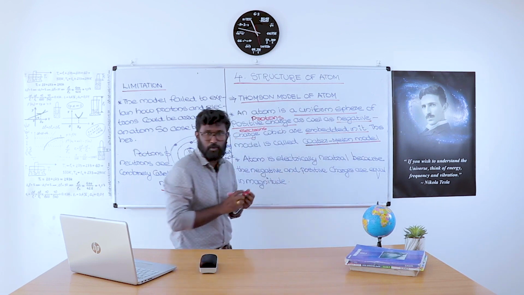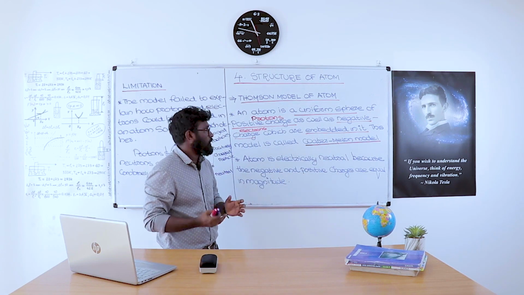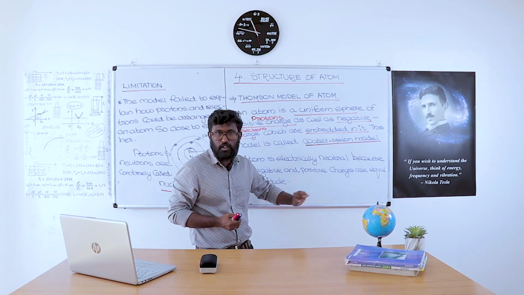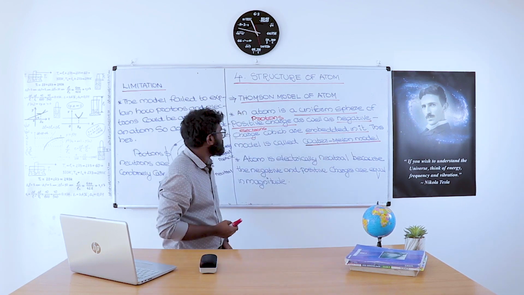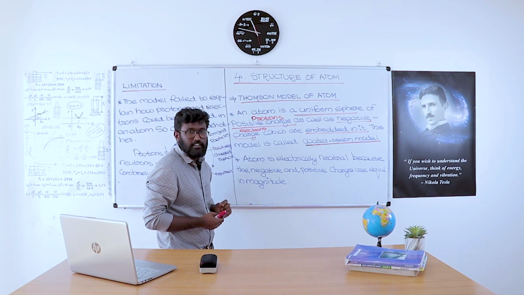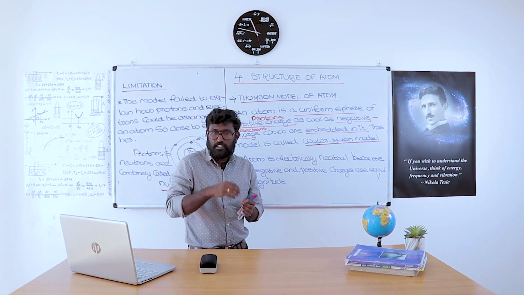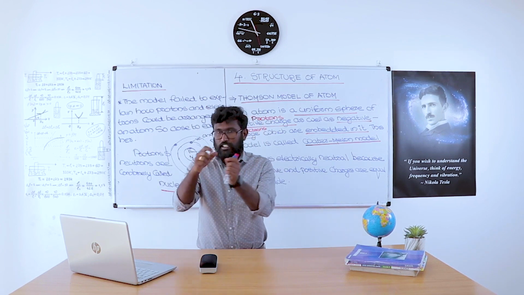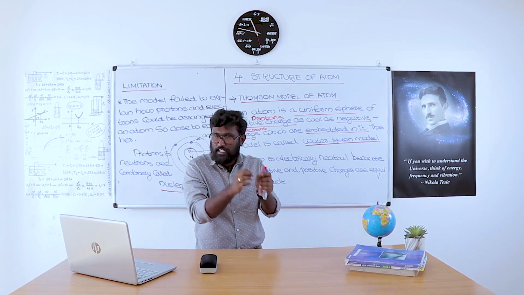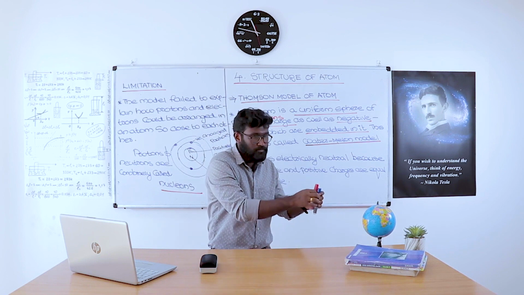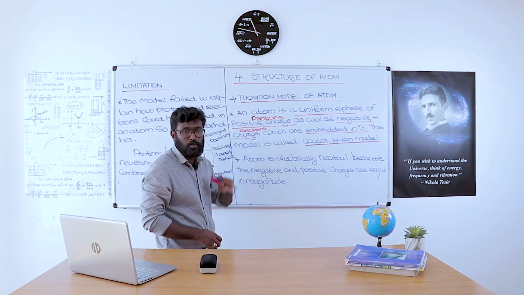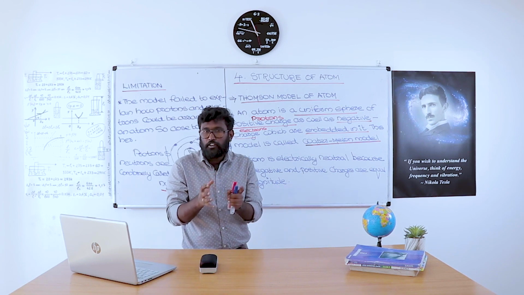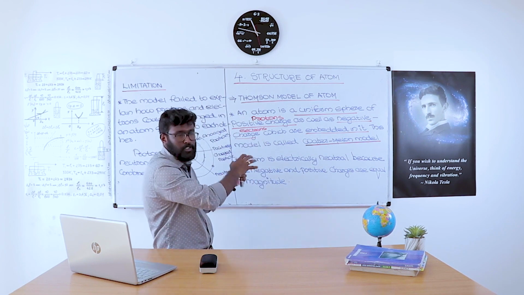So, the watermelon model or plum pudding model. J.J. Thomson's atom model is also called the watermelon model or plum pudding model. According to the concept of J.J. Thomson, the atom is a uniform sphere. It consists of positive charge and negative charge, which are embedded in it. And this model of atom is also called the watermelon model or otherwise the plum pudding model.